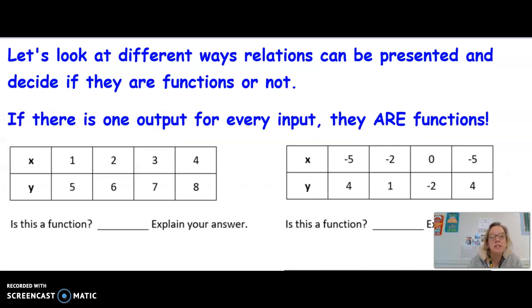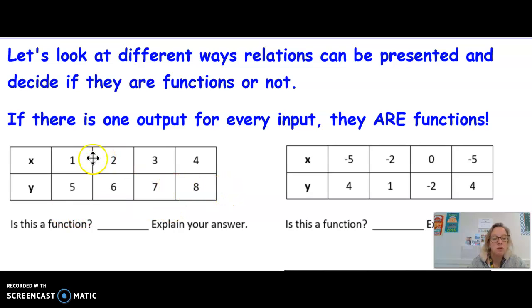All right, there's different ways that we can represent relations and ways they can be presented, and we're going to have to decide if they are functions or not. Once again, remember, it is a function if there is just one output for every input, one y for every x, because x is what you put into the expression, y is what comes out. So here is one example we might see.